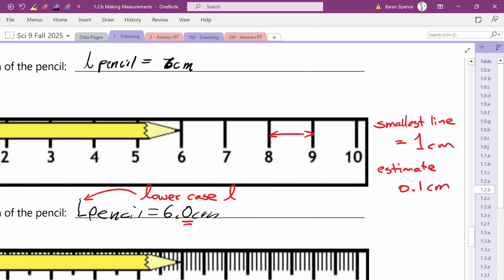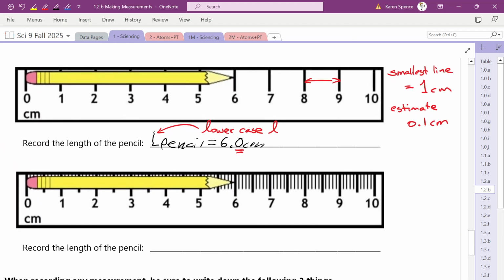Okay, and we have our last one. Anyone want to come write that one? Yes, sir. I'm sorry I missed you. I'll get you next time, okay? There we go.